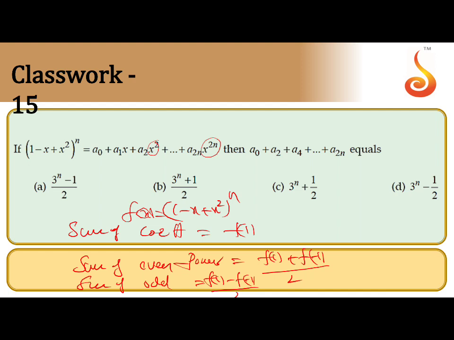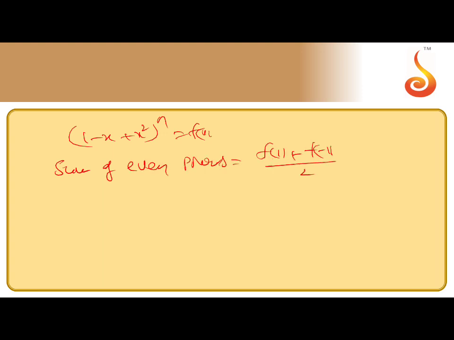What is the expansion? 1 minus x plus x square whole power n. I will write in the solution next page. The expansion is 1 minus x plus x square whole power n. This is f of x. So they are asking a0 plus a2, which means the sum of even powers. Sum of even powers is equal to f of 1 plus f of minus 1 by 2.